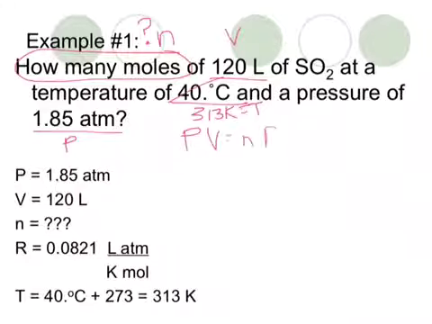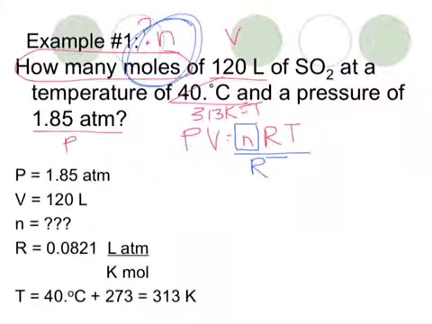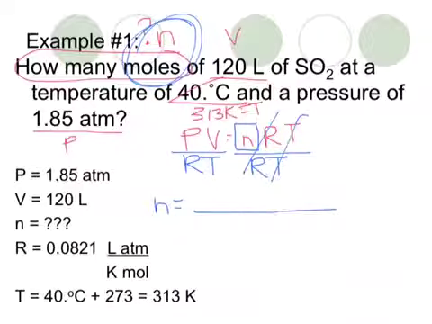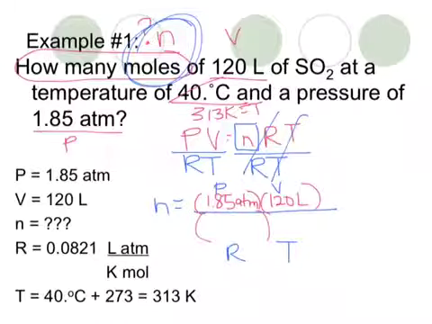PV equals nRT. We are looking for moles, so I'm going to put a box around moles. Nice thing is there's no fraction. We need to isolate n by dividing both sides by RT. So now my new formula is n is equal to PV over RT. I go plug in my values. My pressure is 1.85. My volume is 120 liters. My crazy whack R, don't you dare leave off those units, I'm watching you. And my temperature, which is 313 Kelvin.